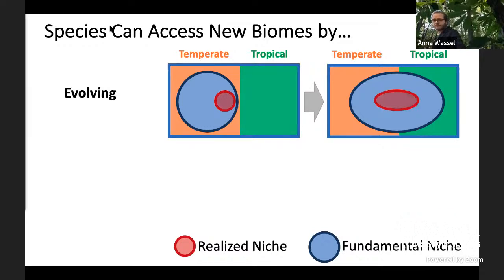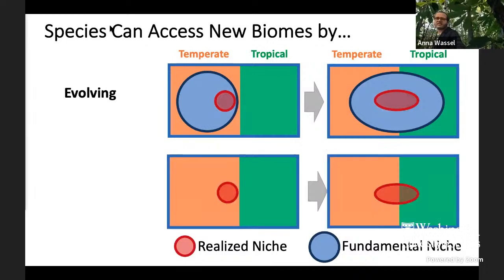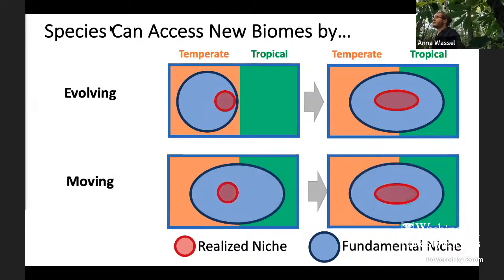However, that's not the only way things can access a new biome. Let's run this back another time, but with the same realized niche shifts, but now the fundamental niche was always covering both biomes. And it just moved to access this new biome, or the environment had shifted underneath it, and it became a new biome, but it was still within its range of conditions it could thrive in. And this is often a big question of interest for us. When do species move versus when do they evolve? And that's something that I think we could all get behind as being a little interesting, hopefully.